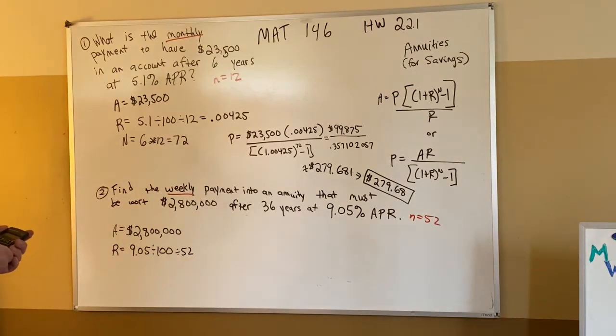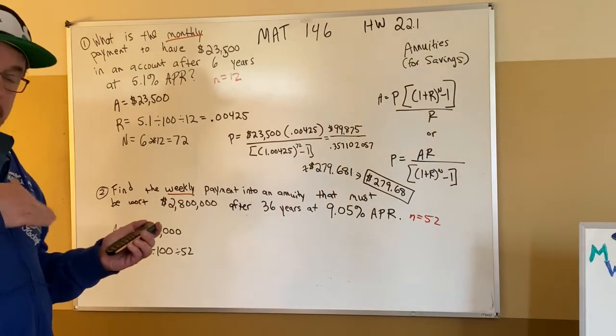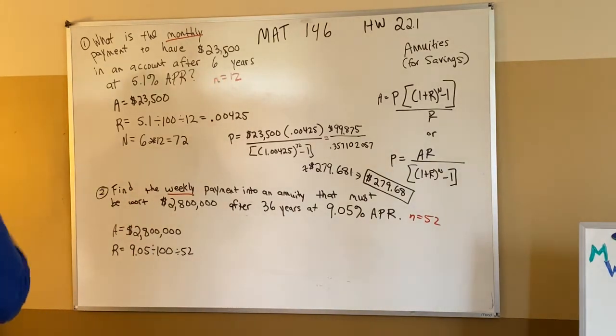I'm going to go 9.05 divide by 100 and divide by 12. And that's 0.075416666, and it looks like the sixes want to go on forever. So I'm not going to write that as a decimal. I'm going to put it into the calculator using parentheses.